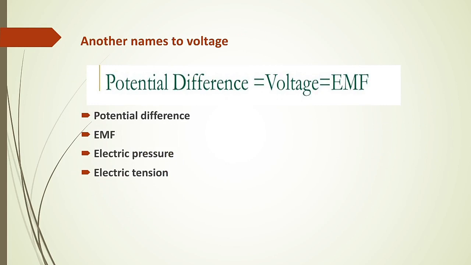Then electric tension. We see LT line, HT line, then LT side, HT side. LT, HT means low tension, high tension. So voltage is measured in terms of tension. These all quantities are the same.